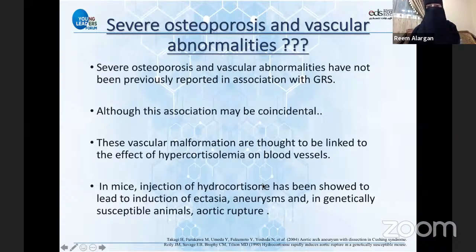However, there was evidence before that vascular malformation could occur due to the effect of hypercortisolemia on the blood vessels. And it was shown in mice that injection of hydrocortisone could result in induction of ectasia and aneurysm. So evidence of cerebral aneurysm could be related to her hypercortisolemia.